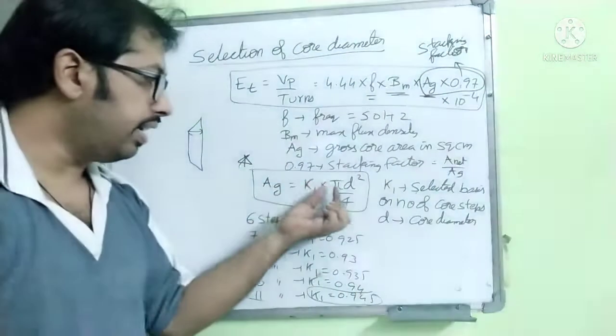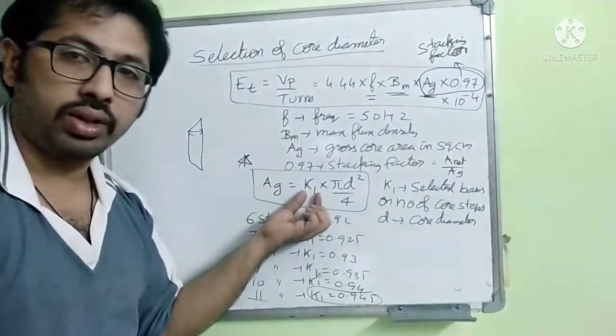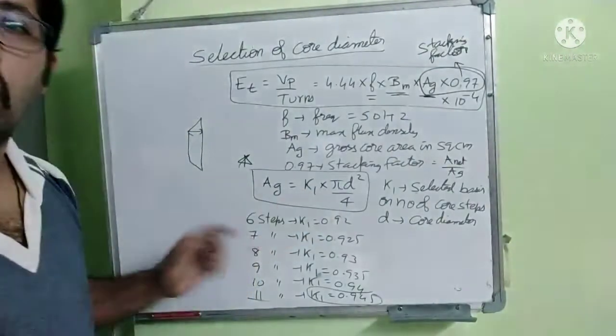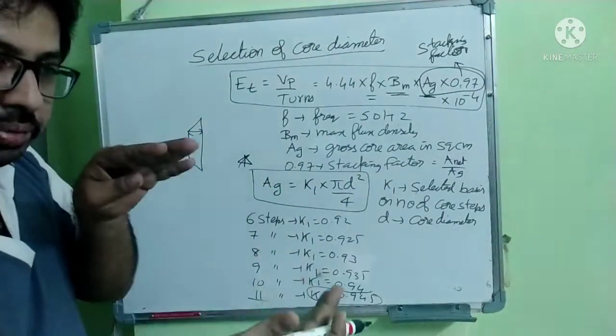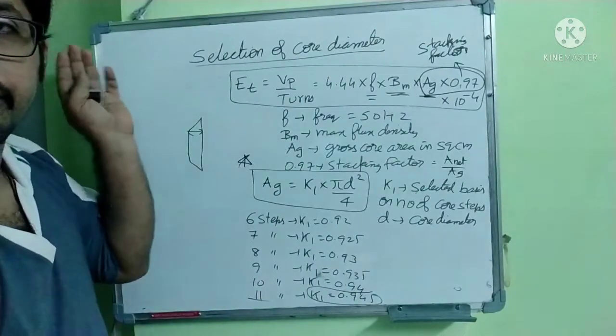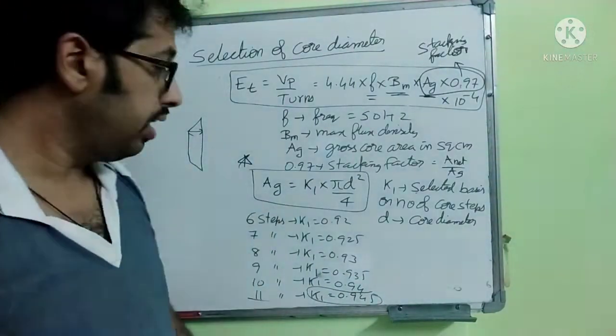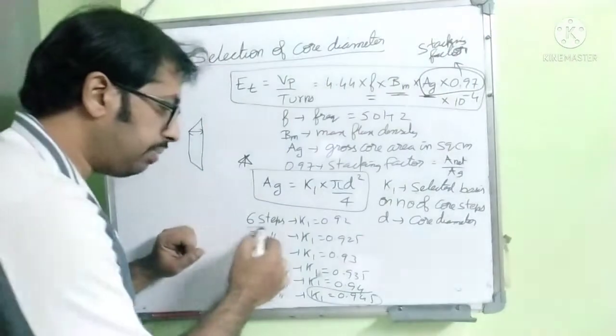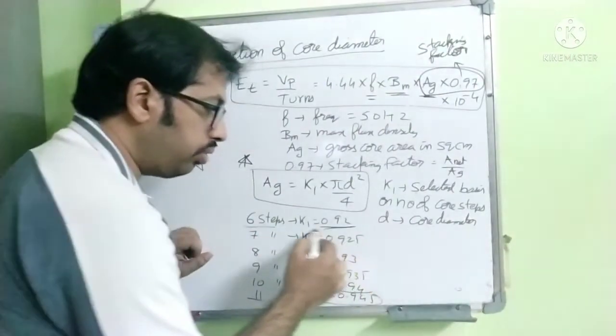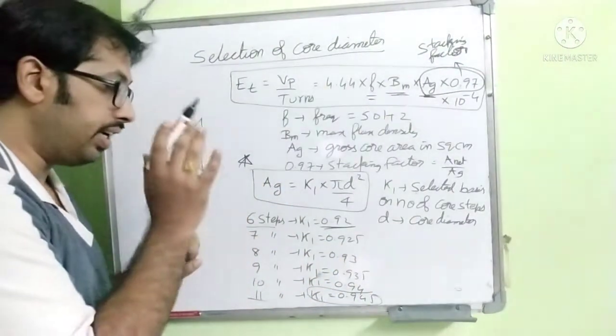In that way, K1 depends upon the constant, depends upon steps. How many steps are you taking? We are taking 6 steps, 7 steps, 8 steps, 9 steps. We want to know, based on steps. So for 6 steps, K1 we should take as 0.92. This is a constant value we have to know for getting a good design.